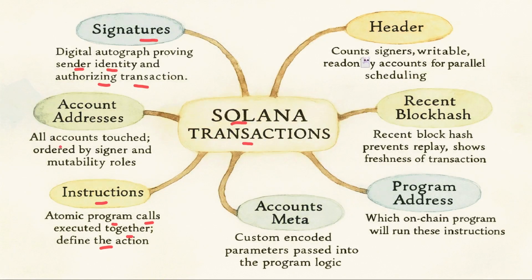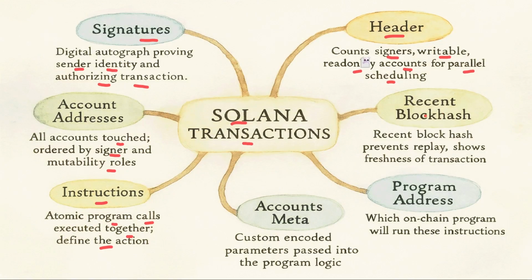Then the account addresses: all accounts that are going to be touched, ordered by signer and mutability roles. The header counts the signers, whether they are writable or read-only, and accounts for parallel scheduling, so it's faster, and it blocks the accounts that are going to be used, so there is no double operation.